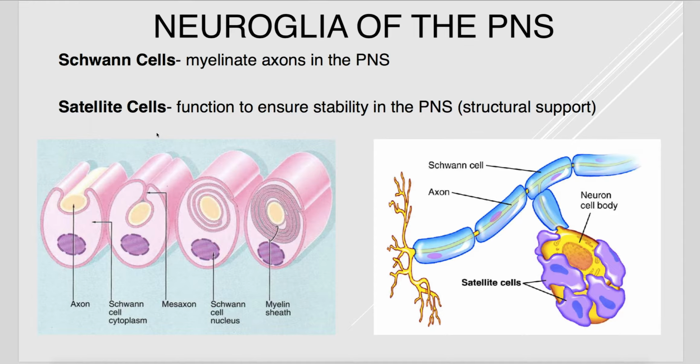And secondly here, the satellite cells, these are really important for structural support in the peripheral nervous system. That's kind of their primary job. They probably do more, but again, they're not very well understood.